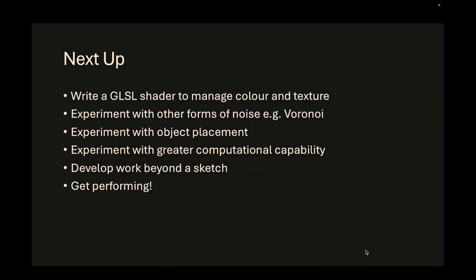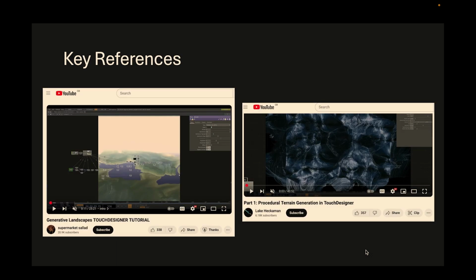So yeah, next up, I want to investigate, can I basically create a shader that will help me to manage the color and texture rather than having all these different little procedures that I'm doing. Experimenting with other kinds of noise, trying to put 3D objects in. I'm working on a relatively constrained computer at the moment, so it'd be good to have it optimized to work on a bigger and badder machine. I'm going to play something in a minute, but it's very much in sketch form, so I want to get beyond that and get to something that can be sustained over a period of time. And yeah, most of all, get performing.